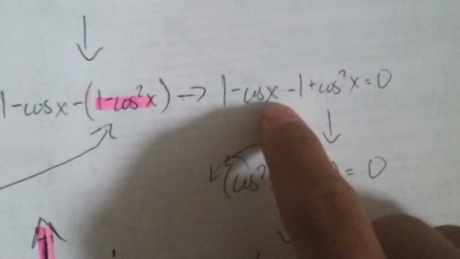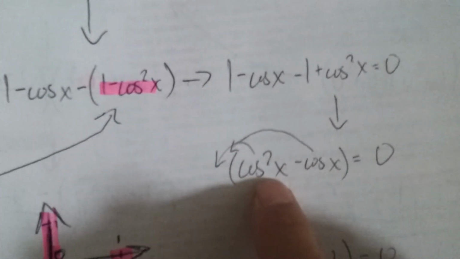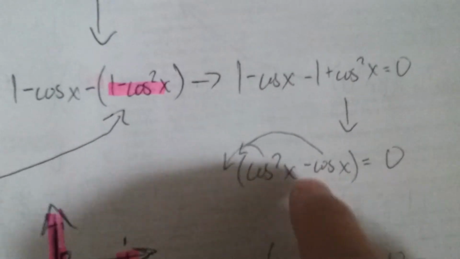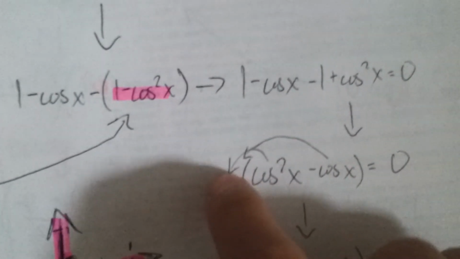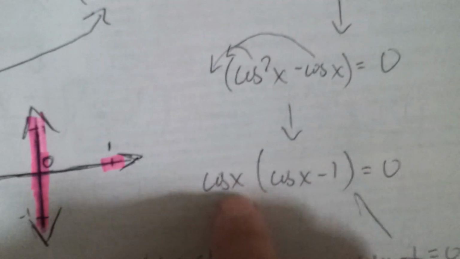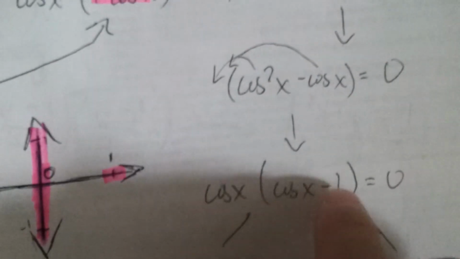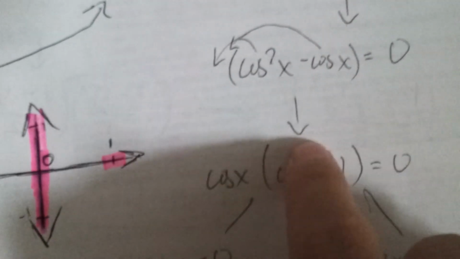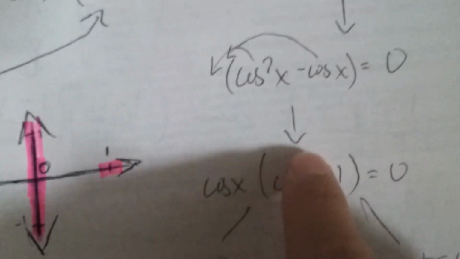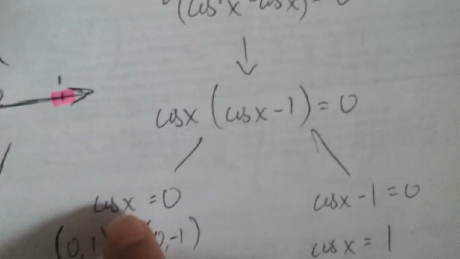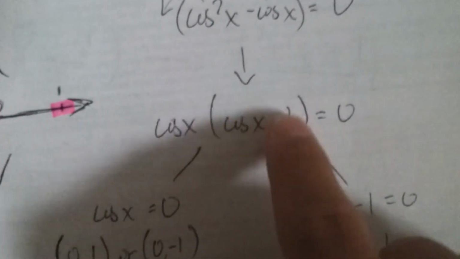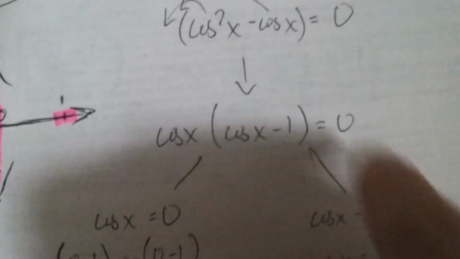Now we're going to combine, simplify it to make it look like this. And at this point, we could factor out a cosine x. So it becomes like this, cosine x times cosine x minus 1. At this point, we're going to be using the zero product property. So we're going to split it up into 2. Cosine x equals 0, and cosine x minus 1 equals 0.